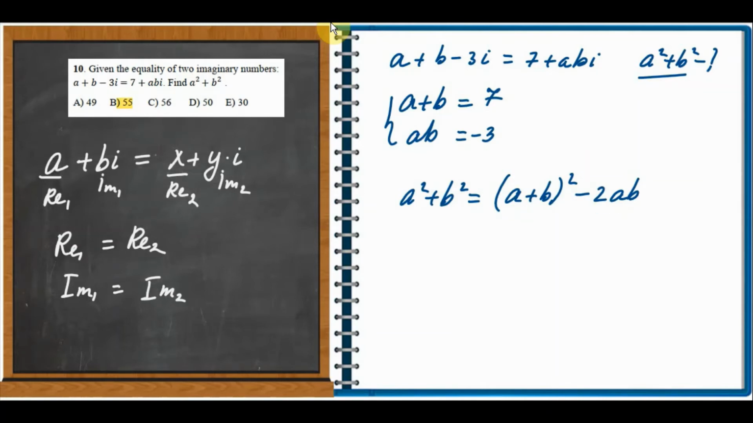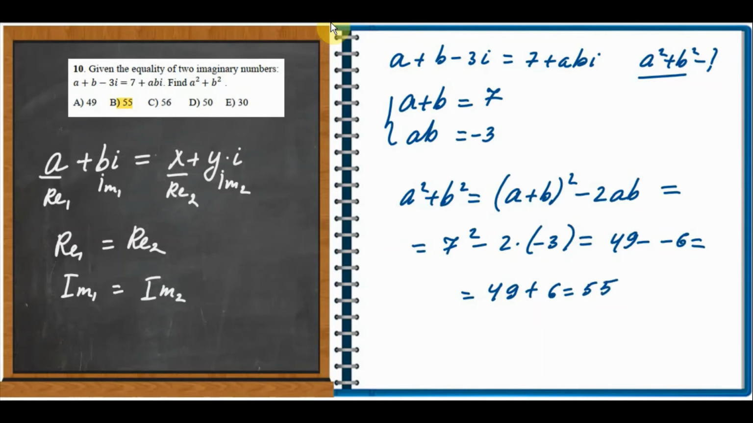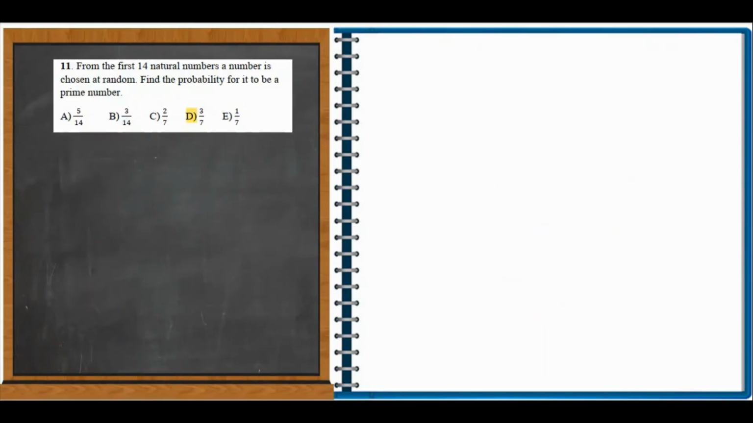Therefore, we will write a plus b squared, which is 7 squared, minus 2 times ab, which is negative 3. That is 49 minus negative 6, which is 49 plus 6, and that is 55. This is the correct answer for question number 11.